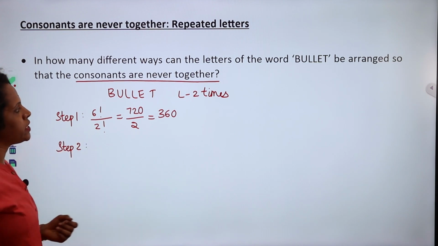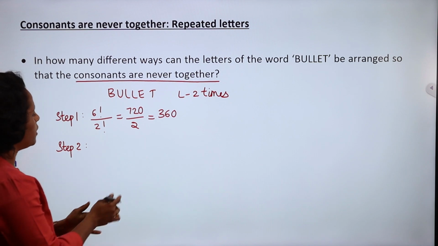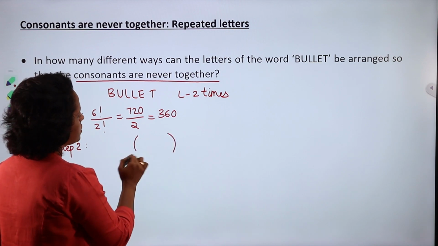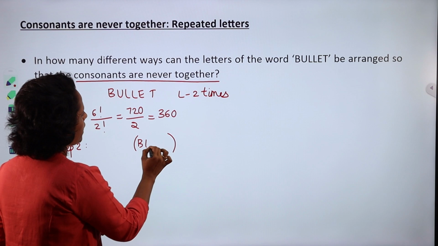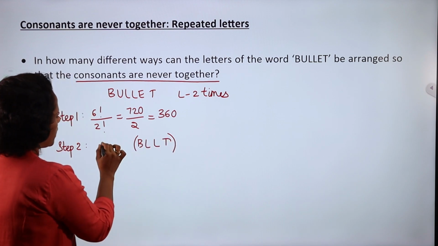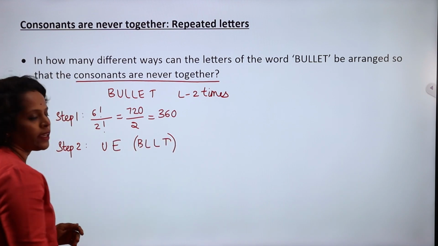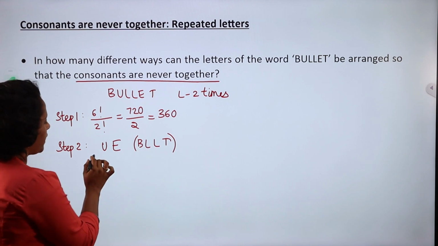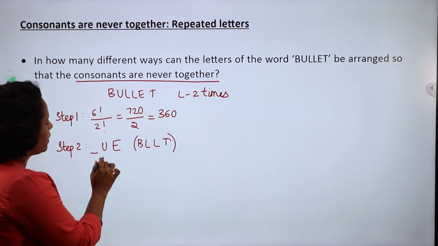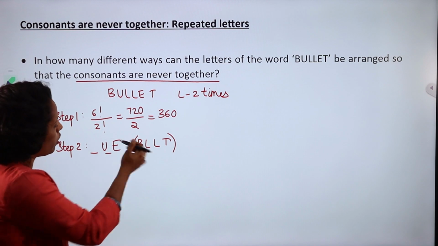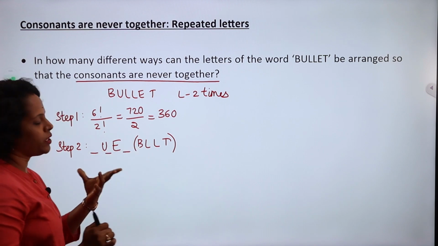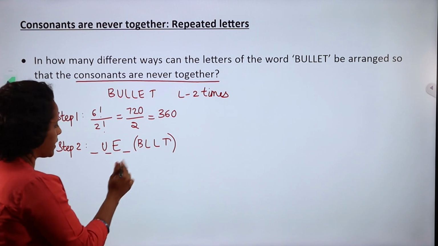The words in which the consonants are together. Place the consonants in the brackets: B, L, L, T. What are the remaining letters? U and E. This set of B, L, L, T can come before U or in between U and E or after E. In any of the 3 places, this set can come.